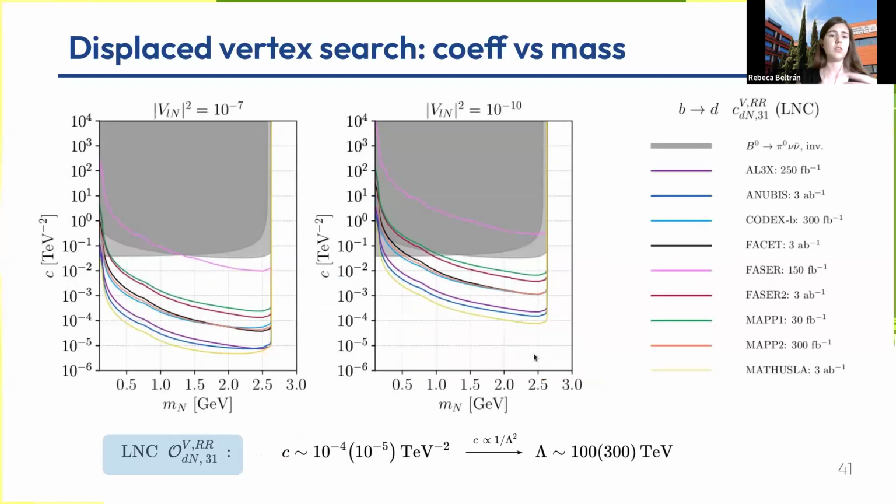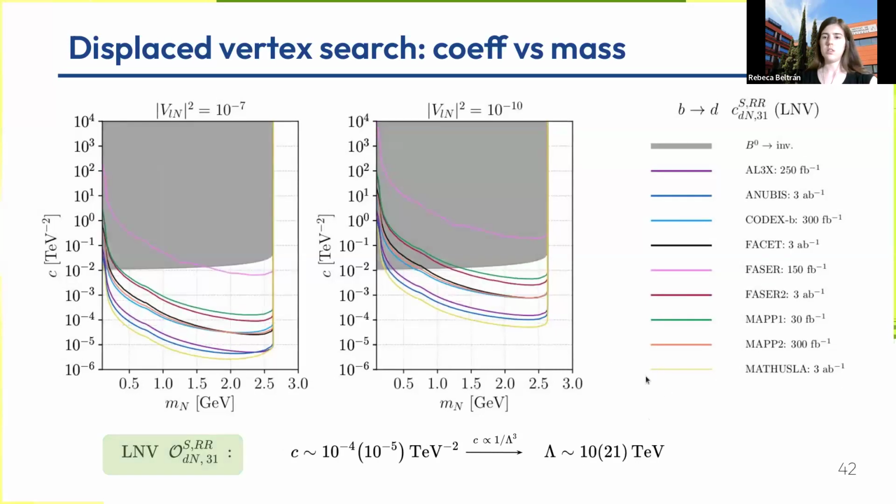And one can turn the things around and fix the mixing parameter, and then show the sensitivity curves in the plane of the Wilson coefficient versus HNL mass. And then these small values of the coefficients can be translated into new physics scale in some way. So this reduces to 100 or even 300 TeV. So as you see, having such large amount of mesons allows to explore very high energy physics scales.